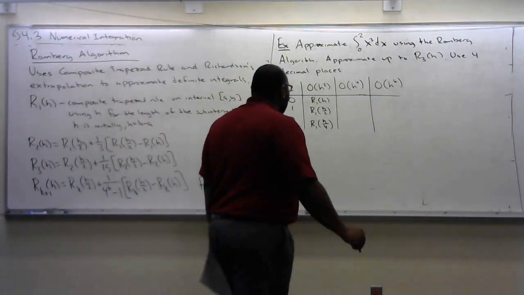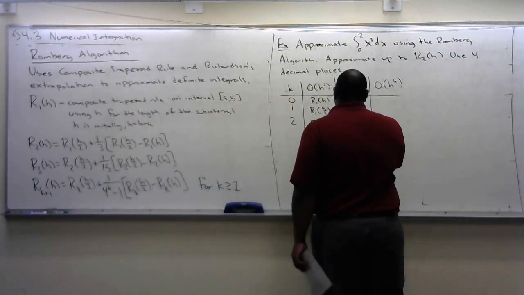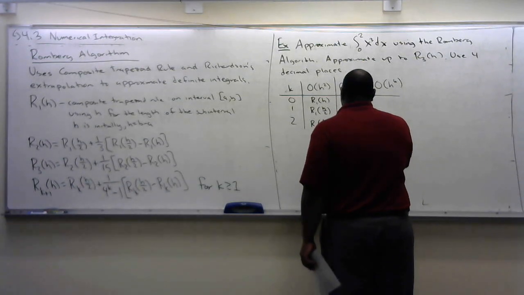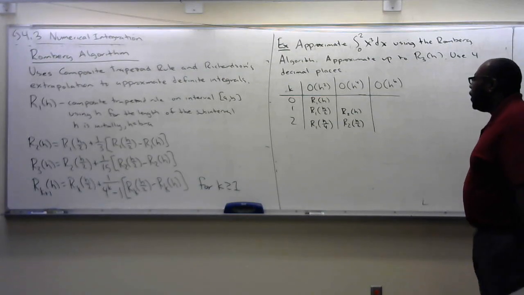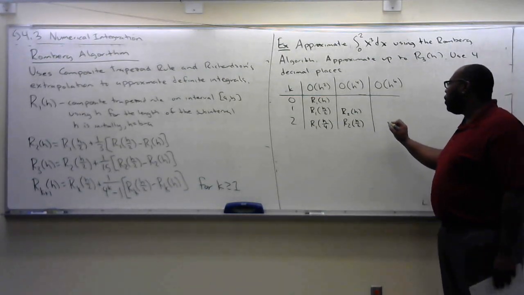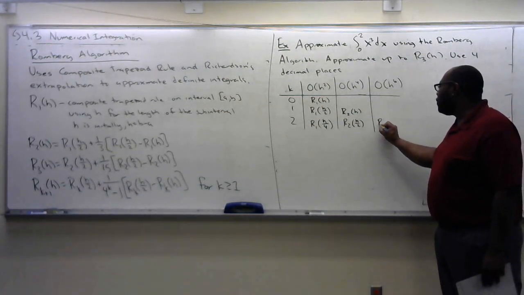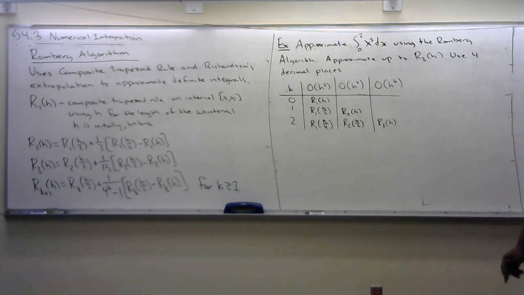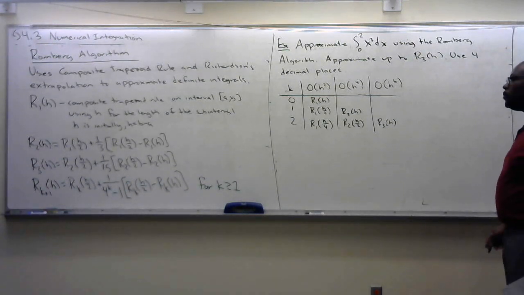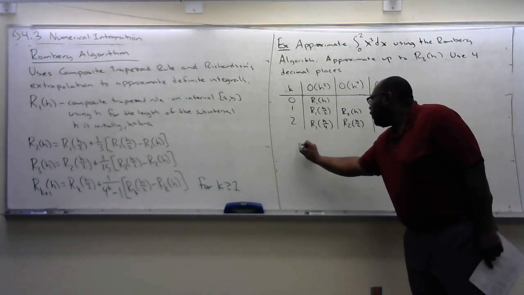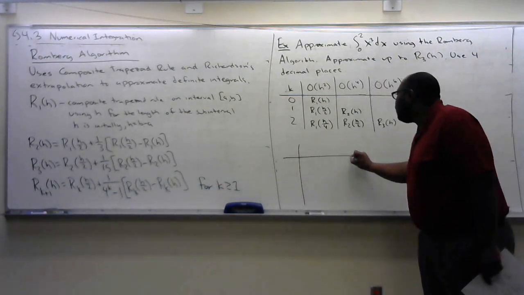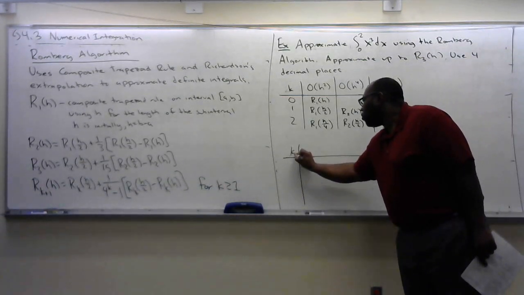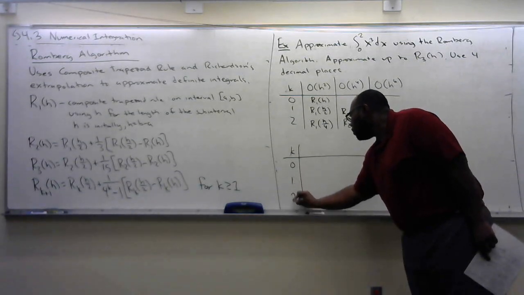Then we will have R sub 2, h, R sub 2, h divided by 2. And then the last column will be just R sub 3, h. So let's fill it out here, right? That's the form of this table, with rows 0, 1, 2.